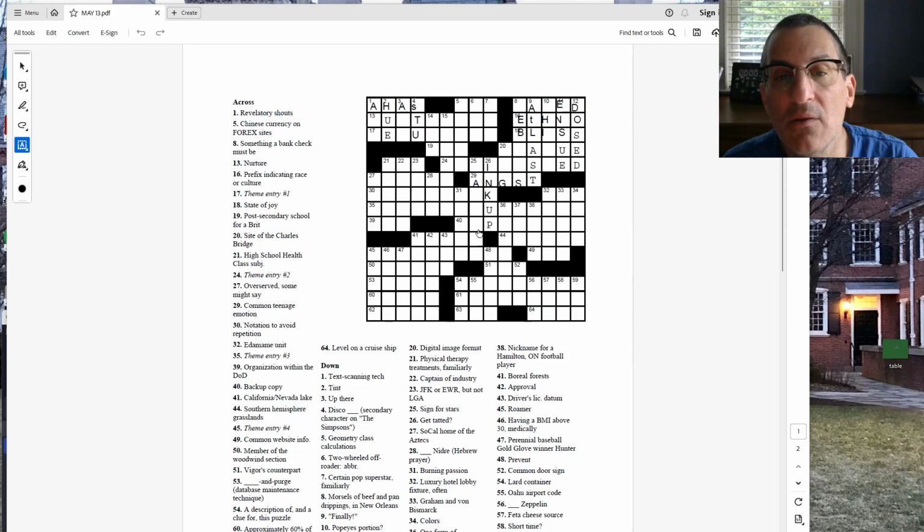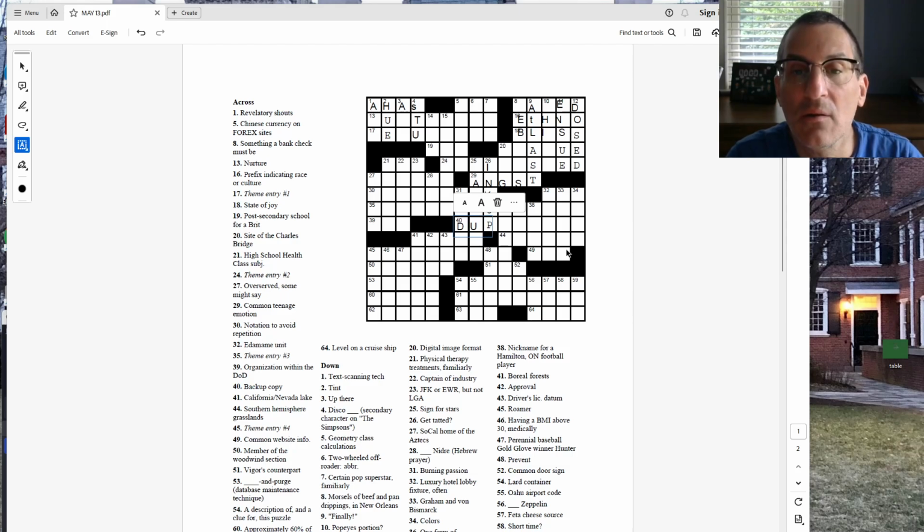Backup, copy, duplicate. Duplicate fits. So let's put in some letters here. We can actually go over that P. Oops.